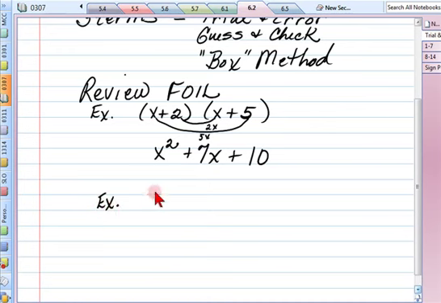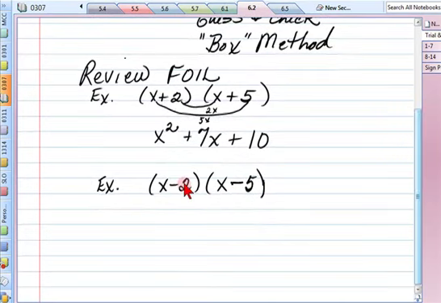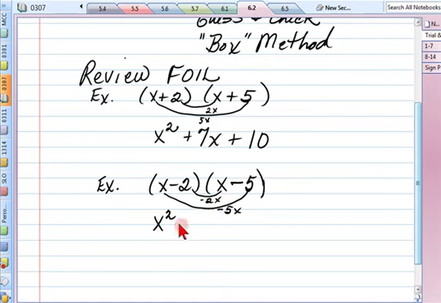But let's go ahead and get our second example so that we can then compare some things. All right, let's look at x minus 2 times x minus 5. So similar to my first example, but I have intentionally made both of these negatives. What's the product of the first? I have x squared. The outer product is negative 5x. The inner product is negative 2x. And when I add a negative to a negative, I get negative 7x. Because when you add negatives, it stays negative. Then when I multiply negative 2 times negative 5, I get plus 10.